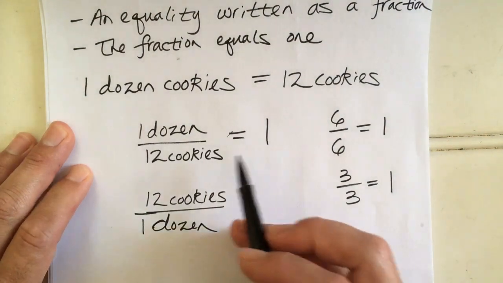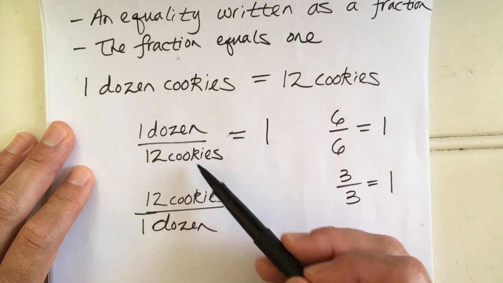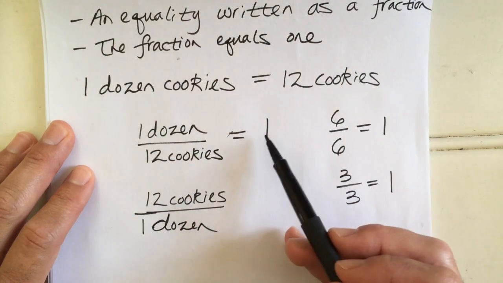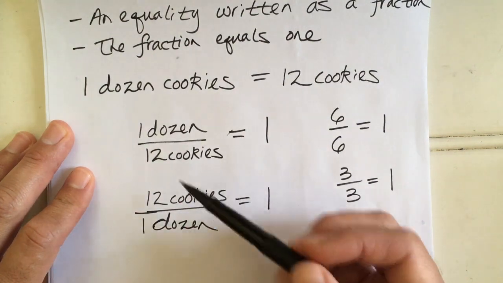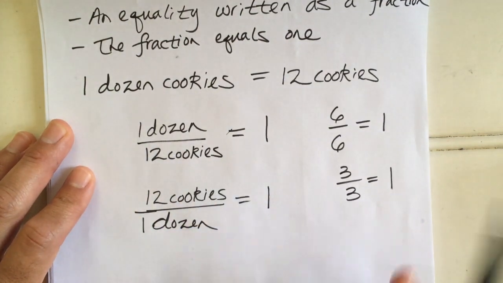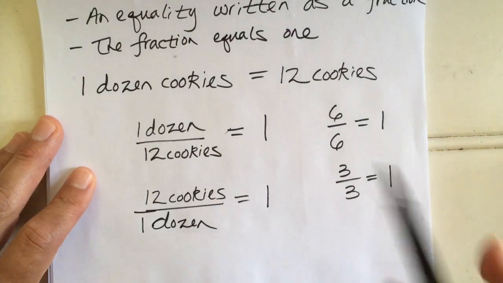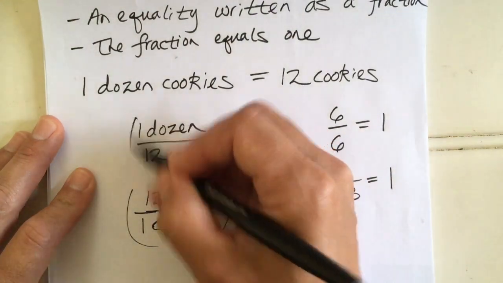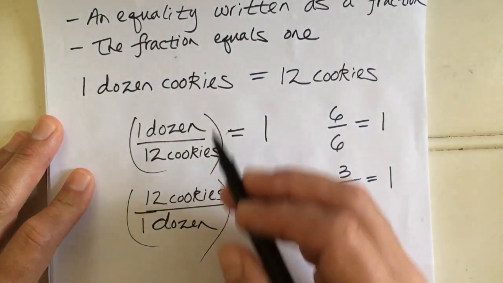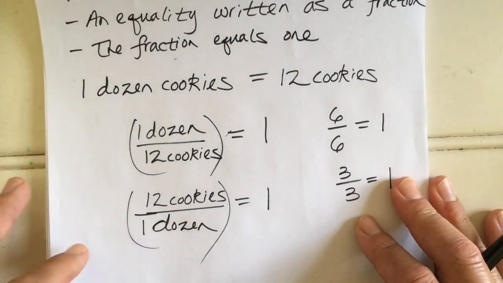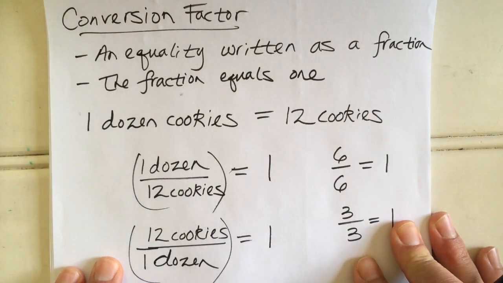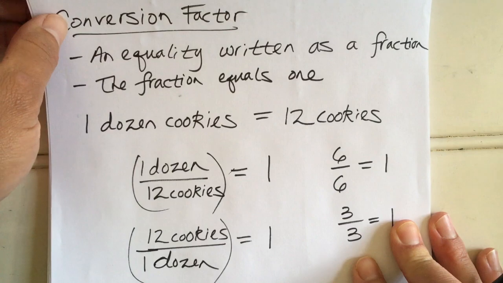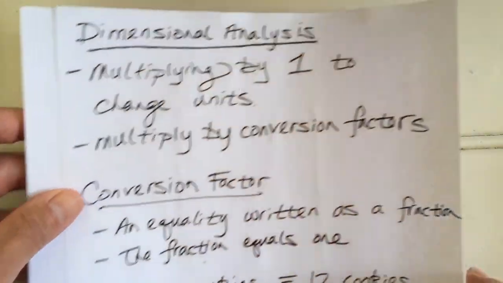But what's special about it, you can see, is that the numbers are different because the units are different. But it's still equal to 1, even if I write it differently, because there's still the same number of cookies in either case. And we like to write these as fractions, and this allows us to change units by multiplying by 1, which is the idea behind a conversion factor. All right, so let's go ahead and look at some example problems.